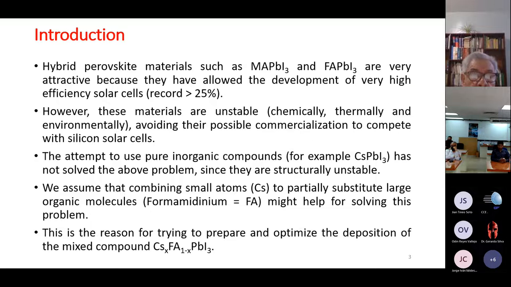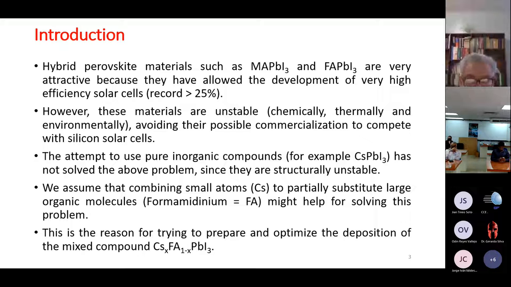So as an introduction, hybrid perovskite materials such as methylammonium lead triiodide and formamidinium lead triiodide are attractive because they have allowed the development of very high efficiency solar cells with record efficiencies larger than 25% now. However, these materials are unstable chemically, thermally, and environmentally, preventing the possible commercialization of the cells to compete with silicon solar cells. The attempts to use pure inorganic compounds, such as cesium lead triiodide, have not solved the problem, and they are also structurally unstable.